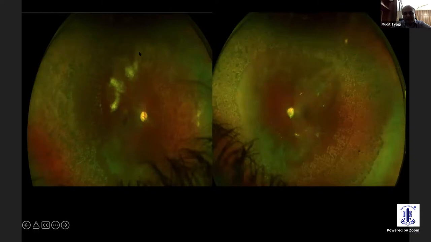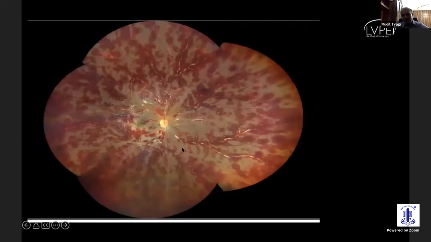So this patient actually underwent a PRP and subsequently also underwent a VR surgery, a vitrectomy in both eyes. And this is how the patient's final picture was at 6 months of follow-up after immunosuppression.